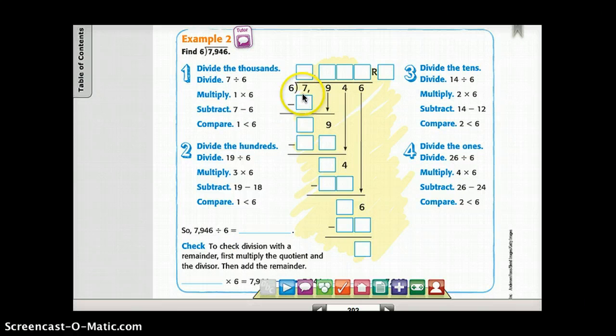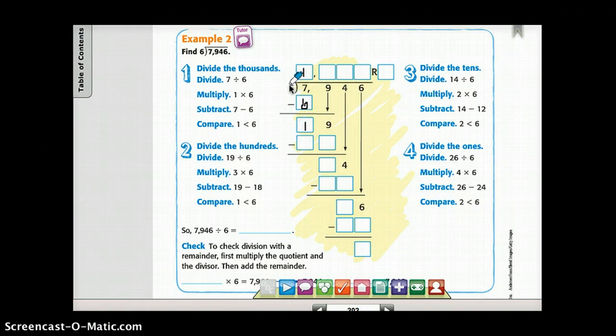Okay, now I wanted to show you what it's like with a 4-digit number. So in this case, you start with that first digit still. You start with this, in this case, it's the thousands place, not the hundreds though. So how many times does 6 go into 7? Let me get my pen out. 6 goes into 7 once. Now multiply. 1 times 6 is 6. Subtract. 7 minus 6 is 1.